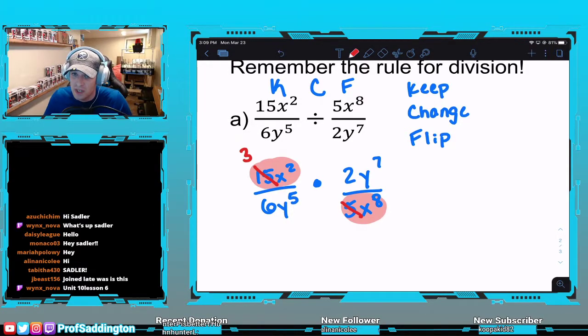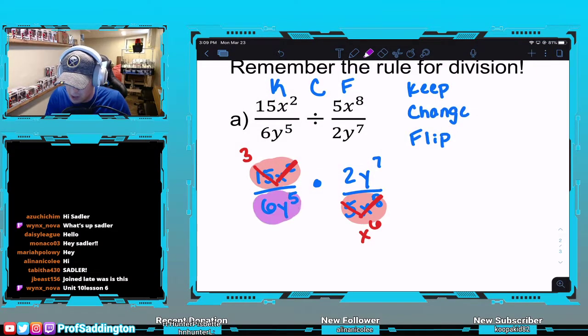Well, I can also look at the x's. I have 2 x's on the top. I have 8 x's on the bottom. So I can cross 2 of them out from both of those. So this is going to become an x to the 6 on the bottom because we're subtracting 2 away from that. And then I'm going to do the same thing to the other side.